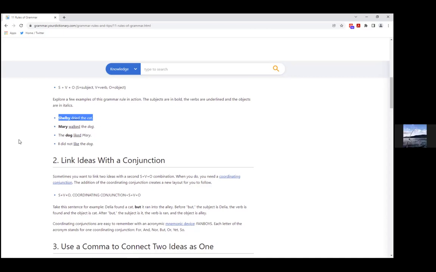Okay, so Shelby dried the cat. Now, the speed at which you're speaking is not a problem. The emphasis on some of the words is a little difficult, and that's pretty common. So let's start with Shelby. Go ahead and say it again. Selby. Right. So you're not pronouncing the H. You said Selby, so you've just gone to the S and on to the ELBY.